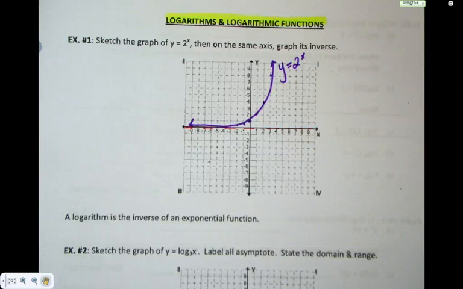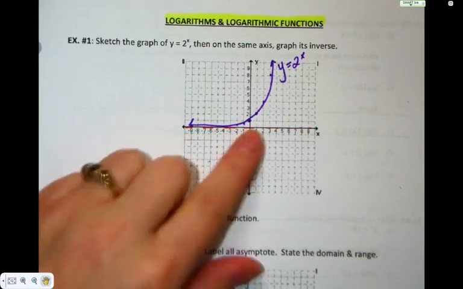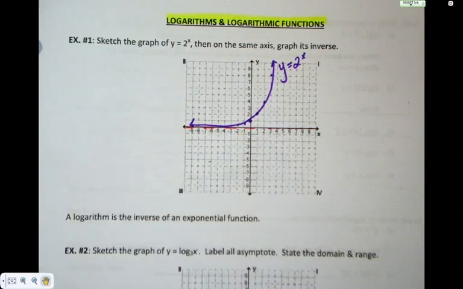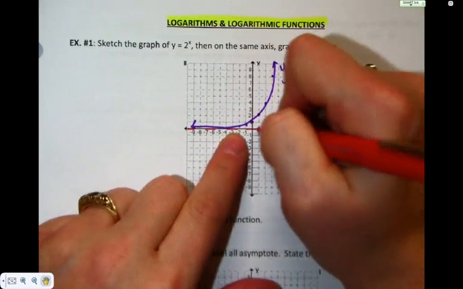Now what we're going to do is just do the inverse of that. And how do we graph an inverse? So go back to unit 3 in your head. What's the deal with inverses? Switch the coordinates. Okay, so first one we plotted was 0, 1. If we flip those, we get 1, 0.